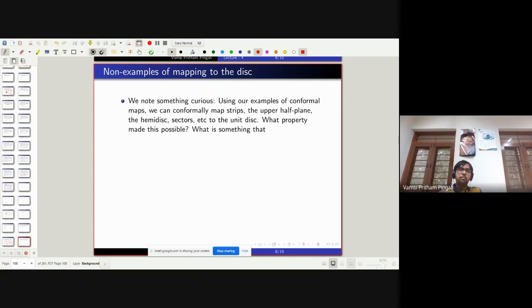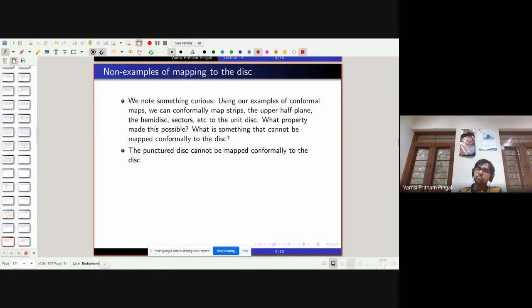So what is something that cannot be mapped conformally to the unit disk? To answer a question like which domains can be mapped to the unit disk, you have to give me at least one example of something that cannot be mapped conformally to the unit disk. Then we can see what is actually going wrong. So the punctured disk cannot be mapped conformally to the unit disk.